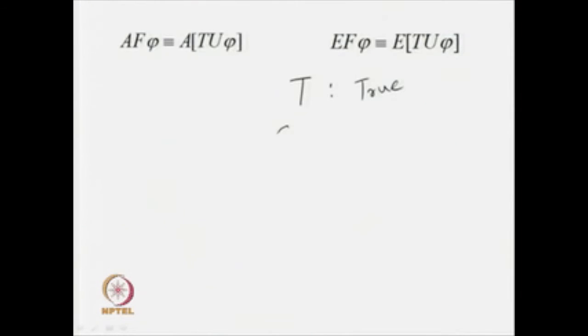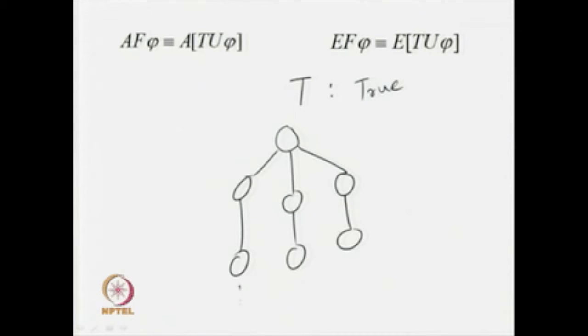So, if we take any model, say this is the model we have, or say a computation tree. Now, if we look into this particular model, true is true everywhere. That means all the states will be labeled by this particular truth symbol true. We will say that true is true in all states. Now, what is the future operator F phi? It says that in a path we should get some state in the future where phi is true.